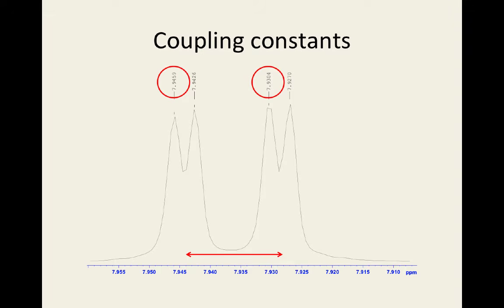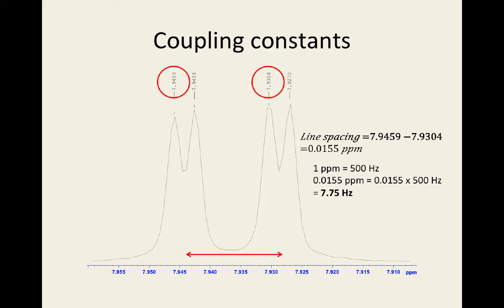To calculate the line spacing, we just need to subtract the smaller value from the larger one, i.e. 7.9459 minus 7.9304. This gives us a line spacing in ppm of 0.0155 ppm. Now we need to convert this value to Hertz. To do this, we need to know what frequency of NMR spectrometer was used to record the spectrum. In this case, a 500 MHz machine was used.